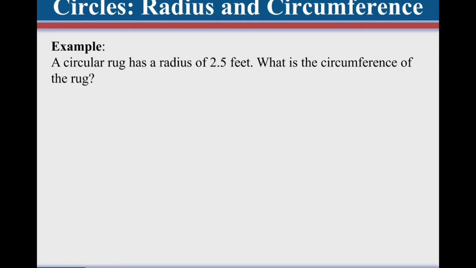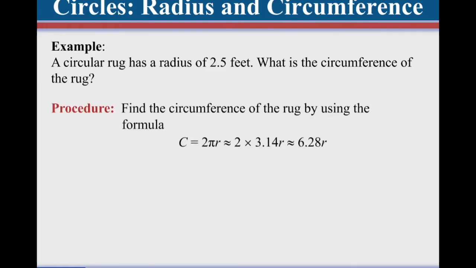So if we have a circular rug that has a radius of 2.5 feet, what is the circumference of the rug? Well, if the radius is 2.5, then we simply need to plug it into our formula, where the circumference is 2 pi r. So we have 2, and then pi, we said we're going to use the estimate of 3.14, times r. We can go ahead and multiply this 2 times pi if we want, or we can do it all at one time.